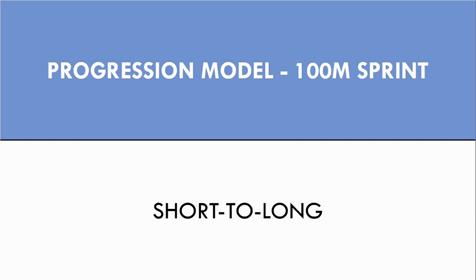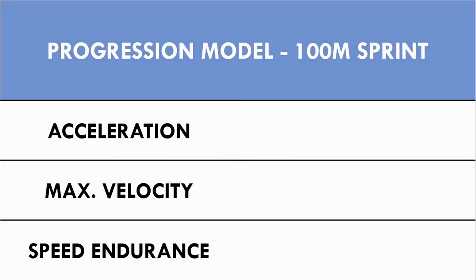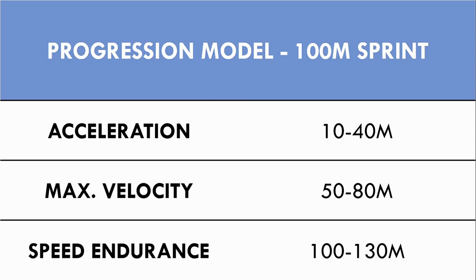The acceleration training day will use distances starting with 10 meters and progress up to 40 meters. These distances will be used for both the block starts and the sled pulls. The max velocity training session will use distances starting from 50 meters and progress to distances of 80 meters. And the speed endurance session will use distances starting from 100 meters and progress to 130 meters.